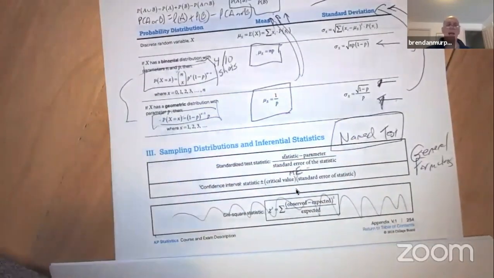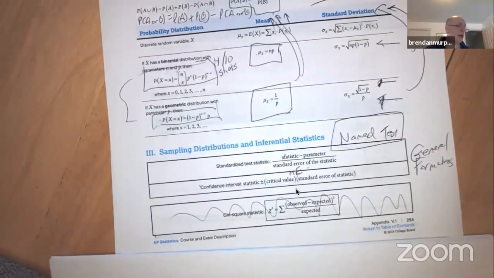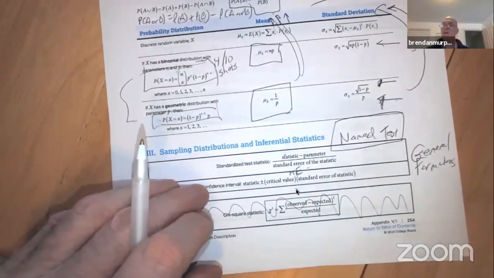We did chi-squared one of the first couple of days. We're way back in March when we first met all you guys, but it's not on this year's test. So for the sake of time, let's not worry about the chi-squared formula.